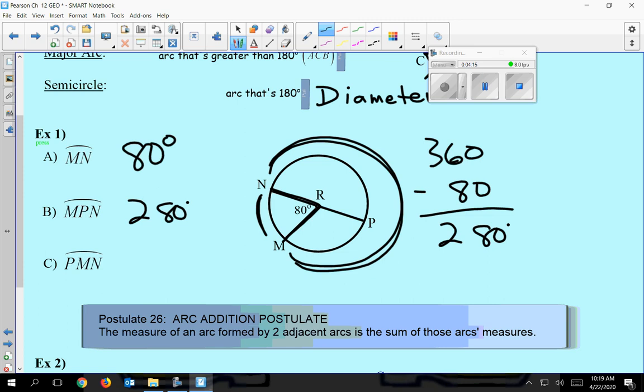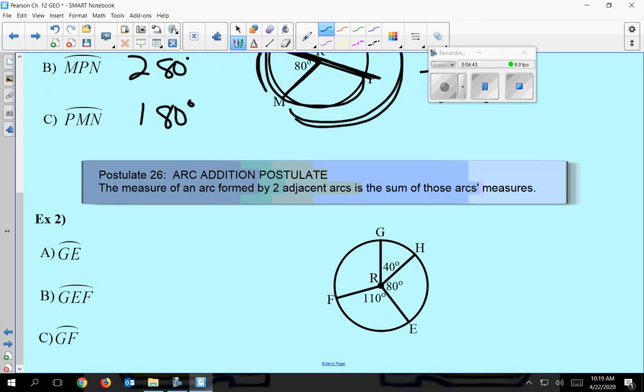If I went from P to M to N, that intersects the diameter here, and I know a diameter is cutting a circle in half, so half of a circle is going to be 180 degrees. So remember, an arc that's equal to or with the diameter is going to be half of it. That's 180. Okay. All right. So hopefully that was pretty easy. Those are test questions. Hopefully we can do well on that.